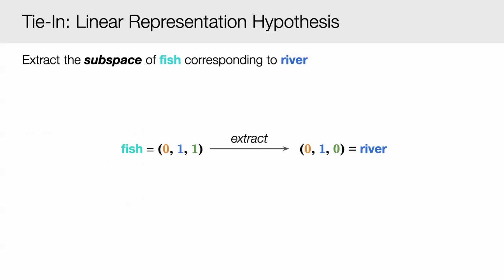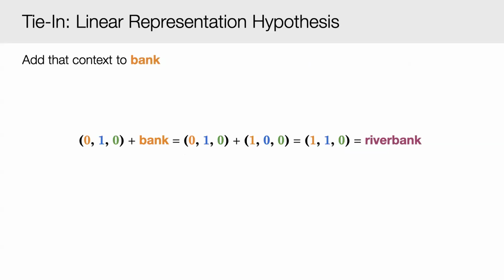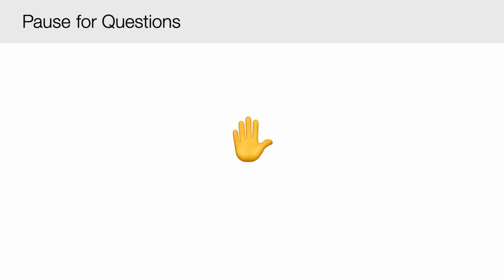So say we have the embedding for fish. We only want to extract the subspace related to river. We don't need the information related to animal. So we take that subspace, which, by the way, would be the y-axis, because it's the second dimension. Then we take that subspace and we add it to the embedding for bank. And then finally, we get the embedding for riverbank. Does that make sense?